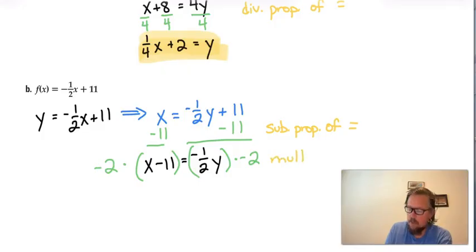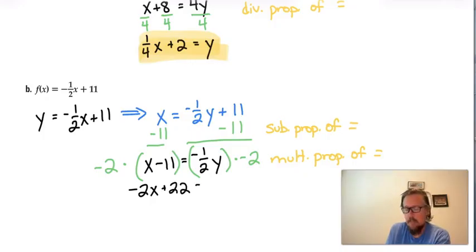So we're going to use the multiplication property of equality. We have to use the distributive property here, negative 2 times x and negative 2 times negative 11, plus 22. And then negative 1/2 y times negative 2 is just y. And there's our inverse function.